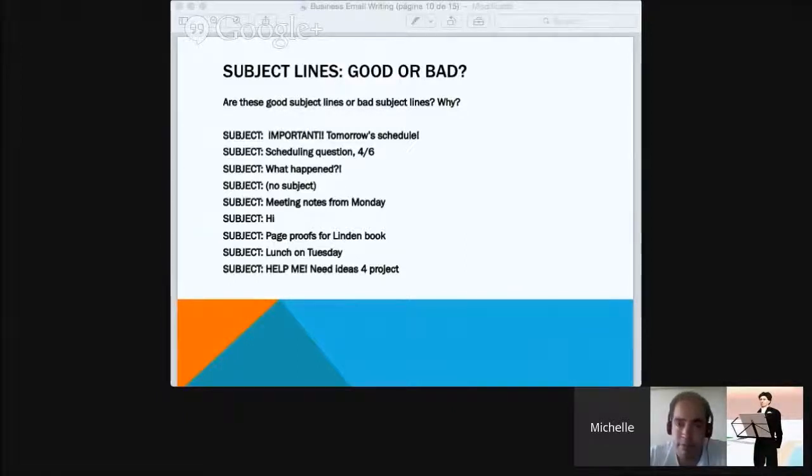All caps is never a good idea because all caps is kind of like you're yelling, right? So you really want to avoid making subject lines in all caps. And then the punctuation is just too much. But otherwise, if it was just "Important, tomorrow's meeting" or "tomorrow's schedule," it would be fine. So you guys aren't too far off. Just gotta keep in mind the punctuation, right?